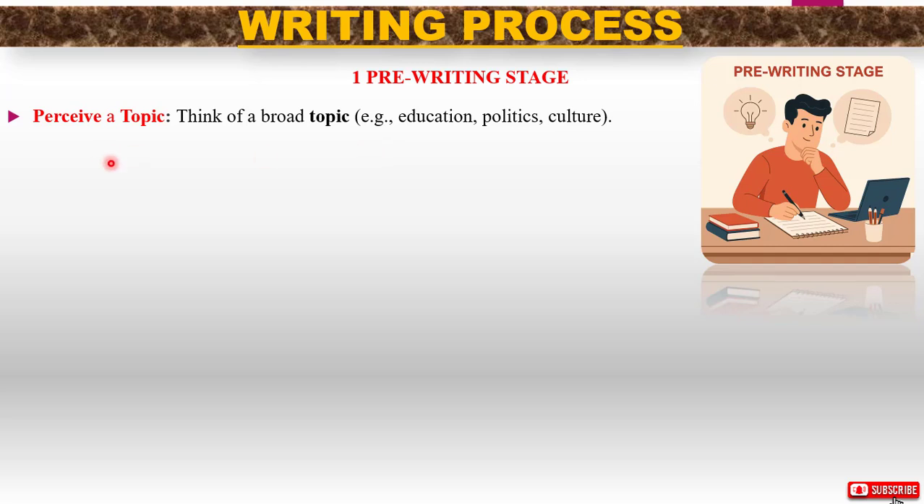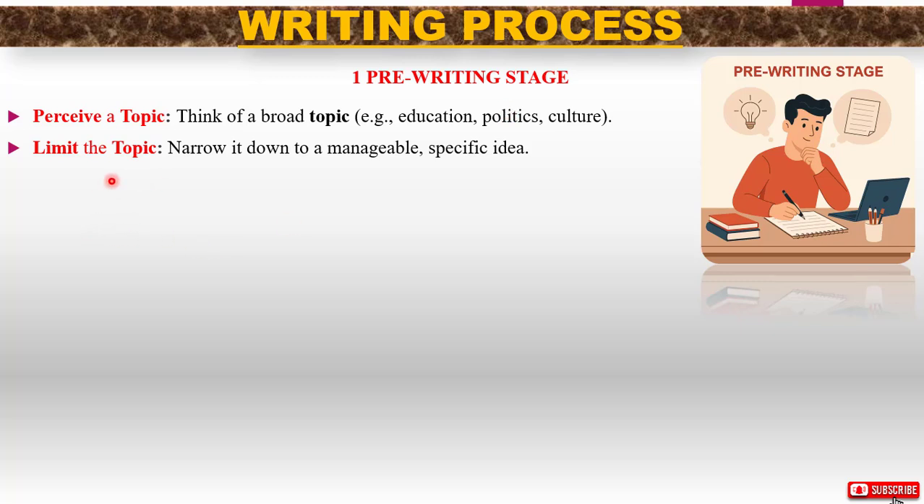So the first one is to perceive a topic. Then after getting the topic, which is very broad, you must narrow the topic down to a manageable, specific idea. So what specifically about education do you want to discuss? What specifically about politics do you want to talk about?